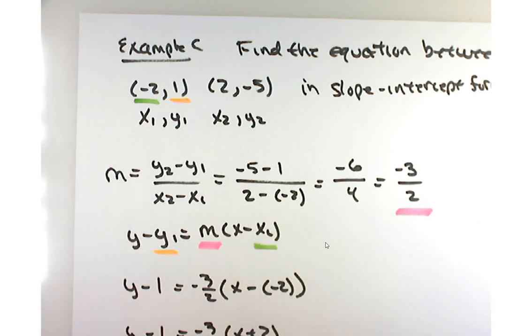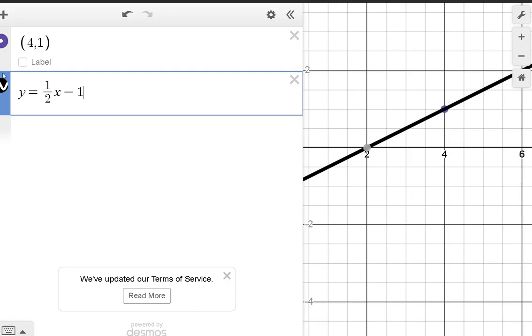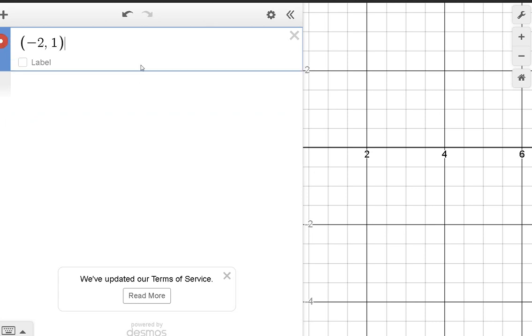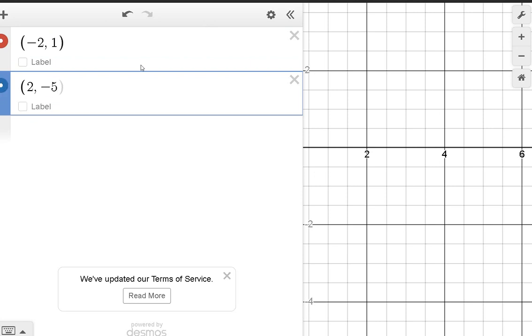But there's a different way to look at that and realize that the slope has to be negative. Suppose you were to graph that and take a look at it. So let's put up a couple points on the board here. Negative 2, comma 1, that's 1 point. And then 2 comma negative 5, that's the other point.